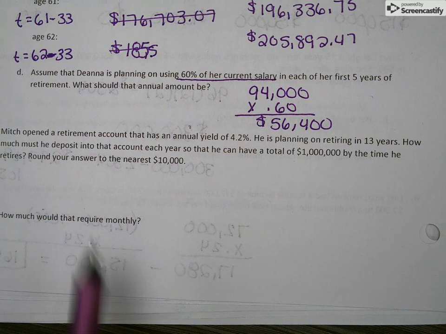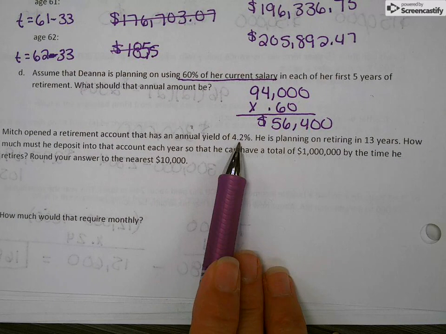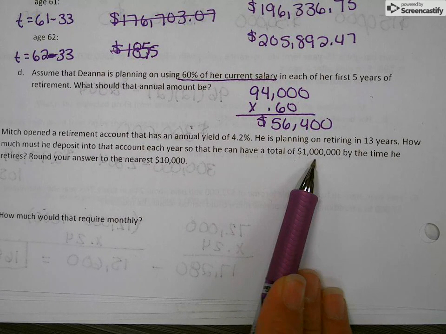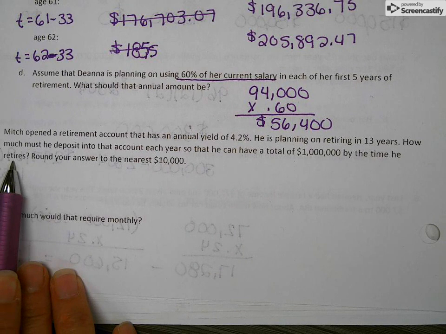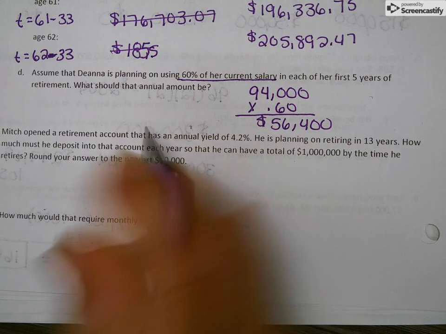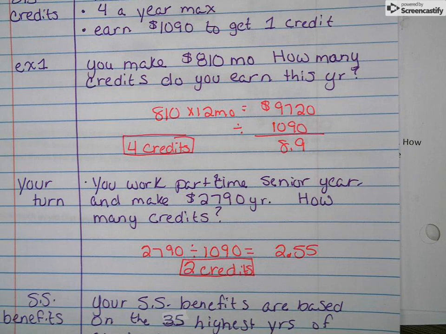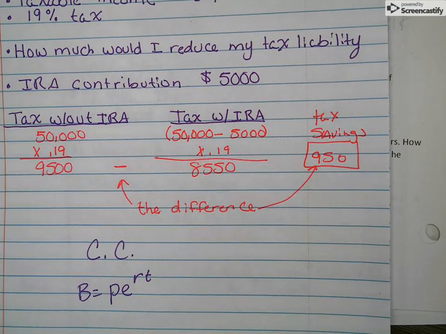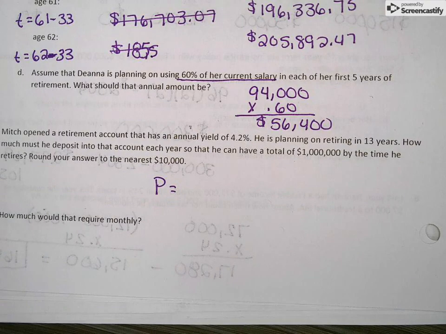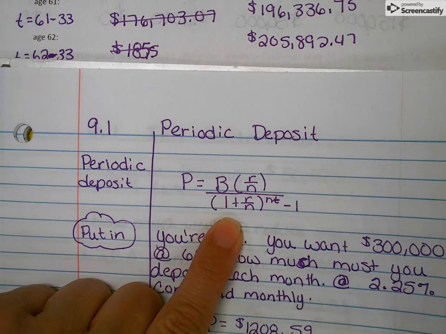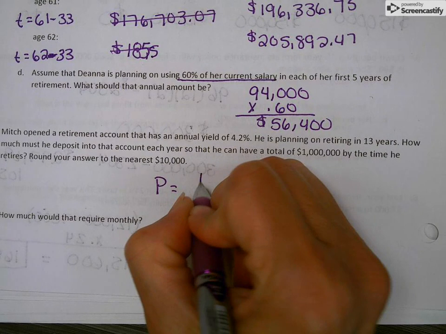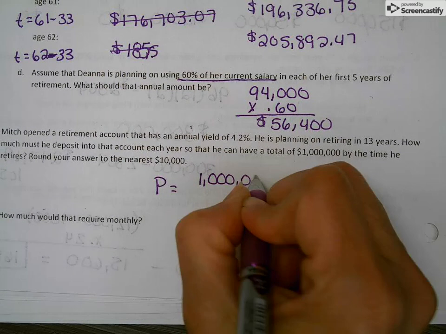All right, Mitch opened a retirement account. Annual yield 4.2%. He's planning on retiring. How much did he deposit so that he has $1 million by the time that he retires? So we want to know how much did he put in. So that is the put in formula. We want $1 million, and we want to know how much to put in or deposit every month. I'm going to use this formula right here, and I want $1 million. Look at all those zeros.